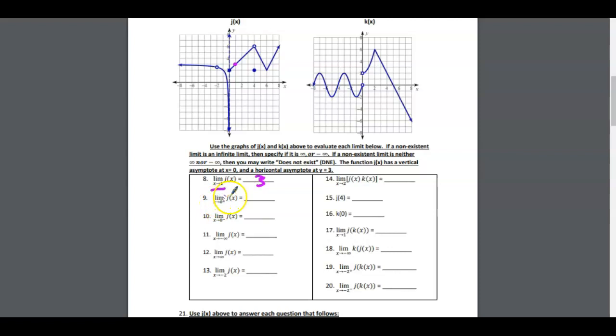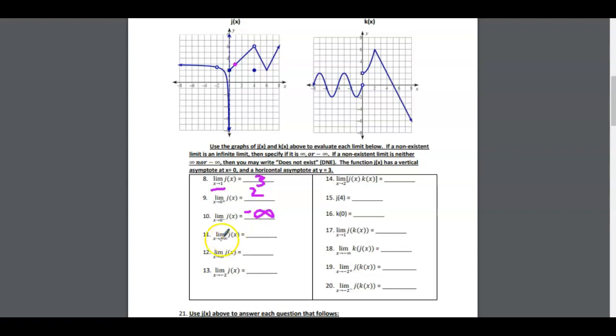Now what is the limit of j of x as x approaches 0 from the right? So I'm approaching 0. Here's where x equals 0, but I'm approaching it from the right, and that reaches that point right there, which is about 2. Now if we try to approach 0 from the left, we jump down to negative infinity.